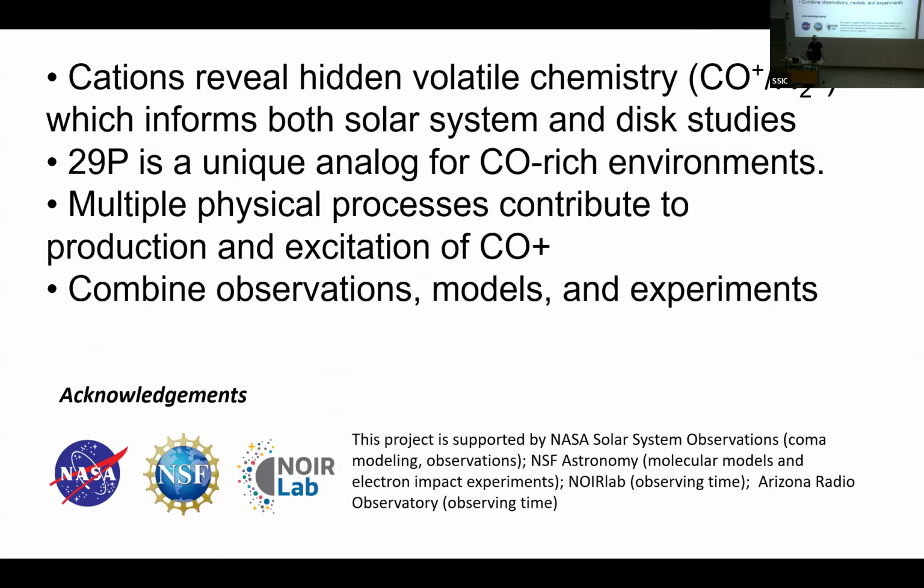That's what I have. Here's my summary takeaway for you. So cations, just singly ionized molecules, they can make molecules visible that you otherwise would not have access to from visible wavelengths. 29P is a unique object that allows for these natural experiments. And what we have to do for that is combine observations, models, and experiments. And I would like to thank the support that we've gotten for this project. Thank you.